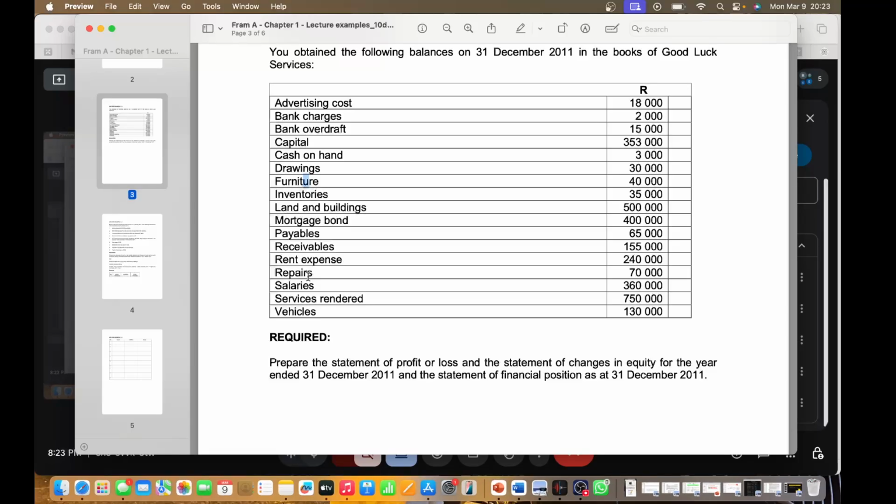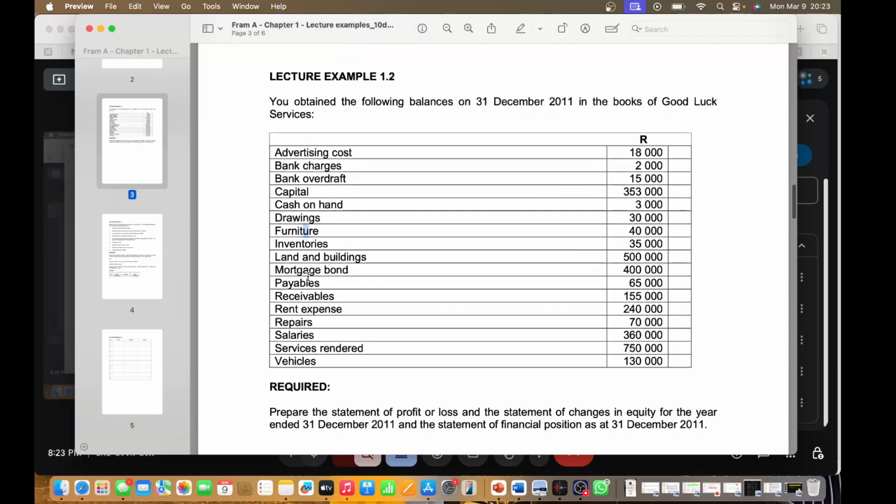This is important for you guys to understand and know because it might be tested in your evaluation, right? So when we're doing our statements, what's important for you to know is the format and also what goes where. So we have what we call five elements: our assets, liabilities, income, expenses, and equity.